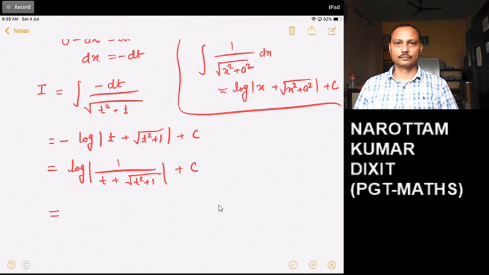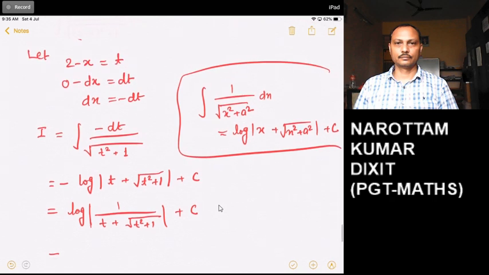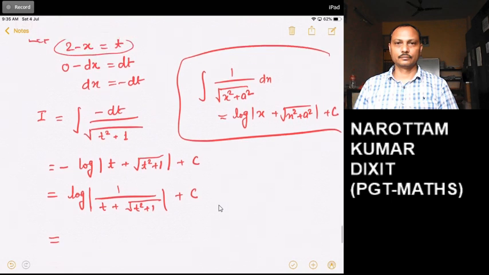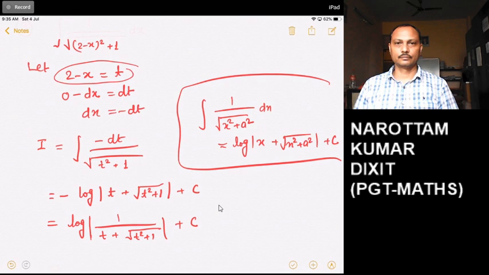So log of 1 upon t plus under root t square plus 1. Now substitute what we have taken in the substitution. It was taken 2 minus x equal to t. So in place of t we can write 2 minus x.